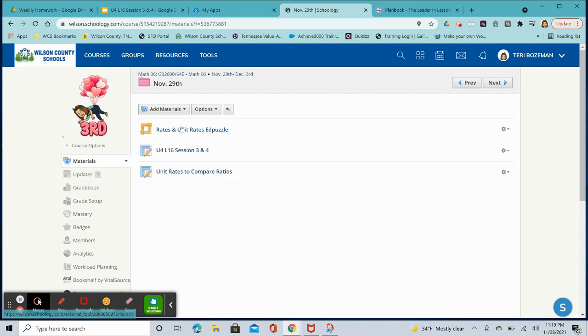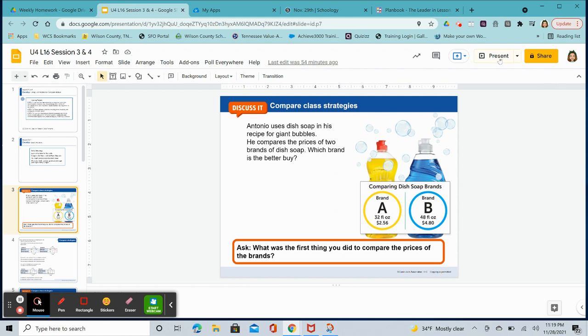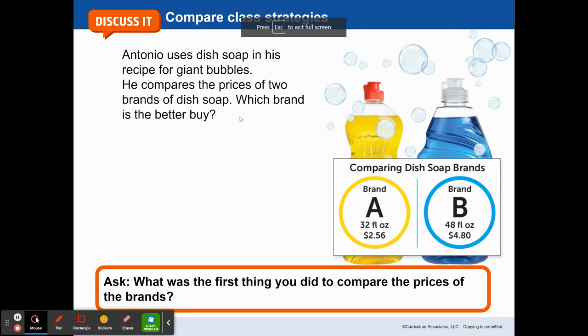All right, so if you've opened this, great, leave it open. Go do this ed puzzle. It's just a quick review of what we've done so far with rates and unit rates, so that you can kind of jog your memory a little bit there. So complete the ed puzzle, then continue on with today's pages.